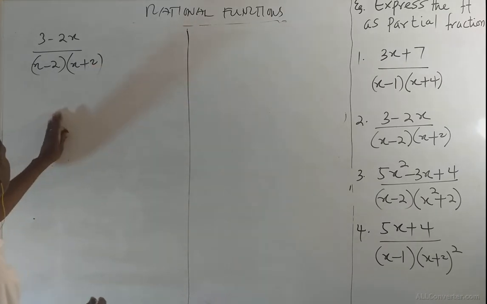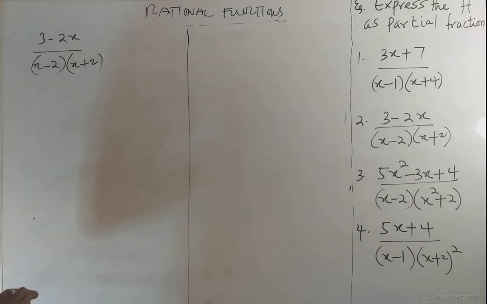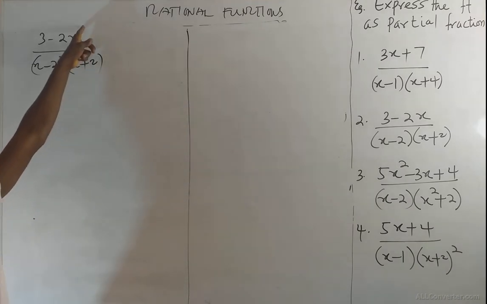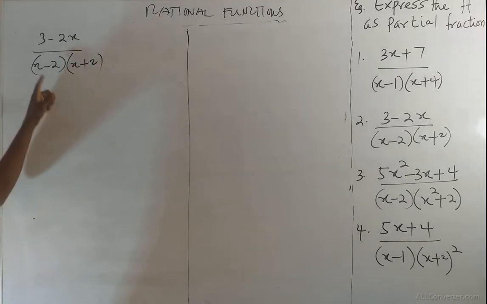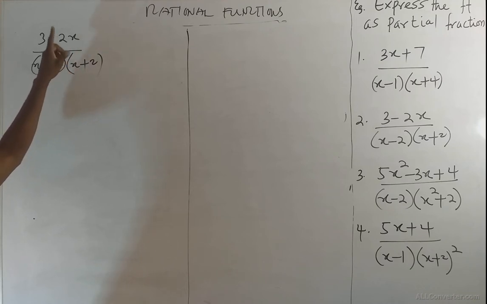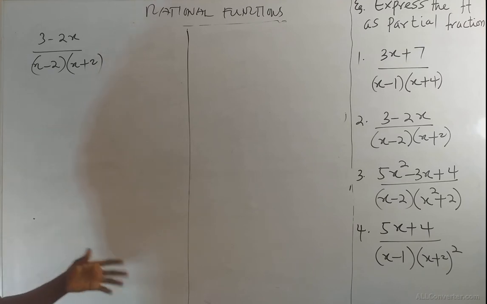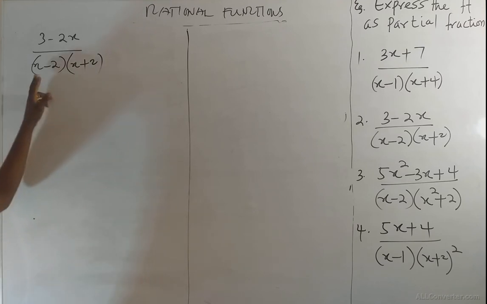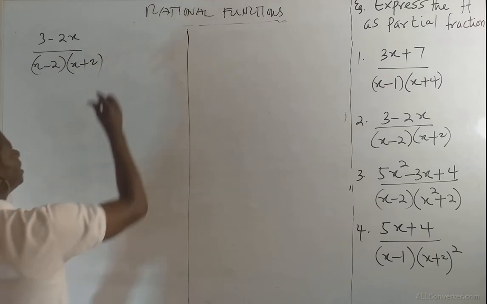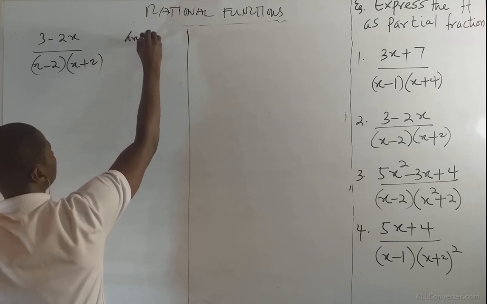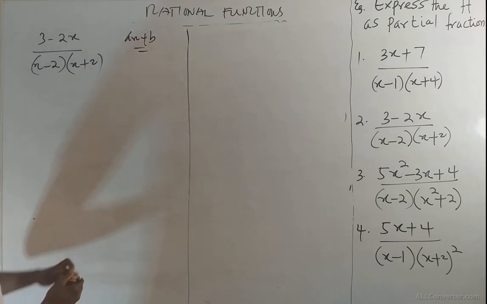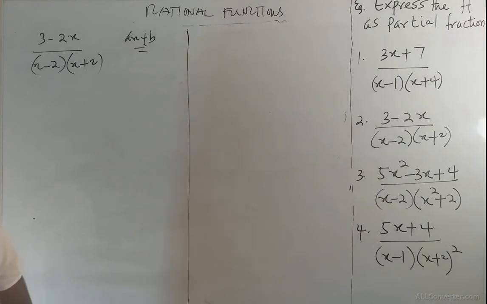Okay, so when we look at this, check whether it is proper or improper. The degree of the numerator is 1, but the denominator has 1 here, 1 here, so we are going to have a quadratic expression. So it means that 1 over 2 is proper. Then if it is proper, let's check whether it's a linear factor, quadratic, or repeated. This factor can be expressed in the form ax plus b. That is how it has been expressed. The degree is 1, so these are linear factors.